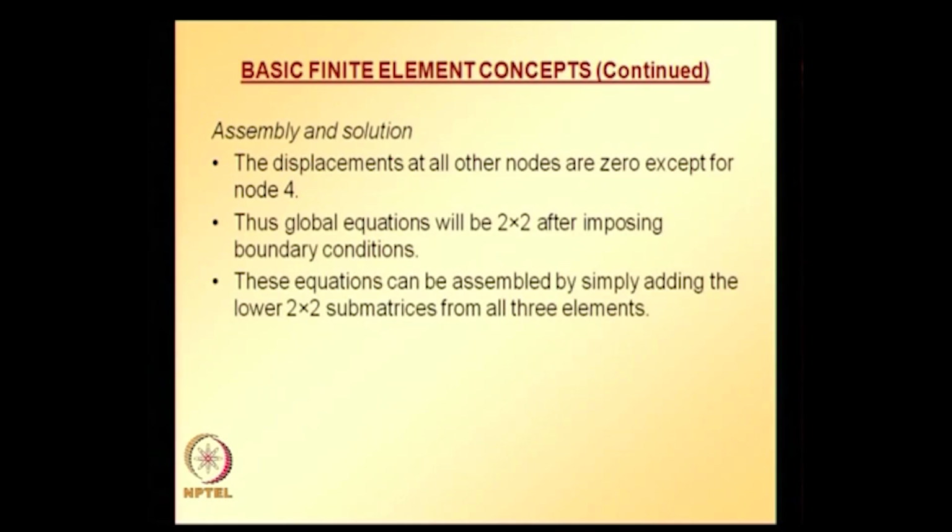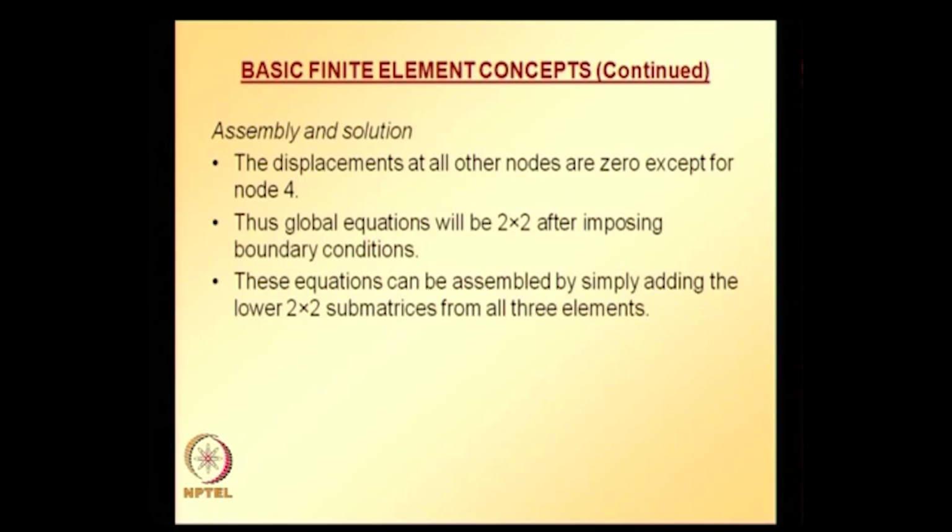These are the global system equations, which can be assembled by simply adding the lower 2 by 2 submatrices for all the 3 elements. Please note that this is true only for this case, because element 1 is going from node 1 to node 4, element 2 is going from node 2 to node 4, element 3 is going from node 3 to node 4. So, for all elements 1, 2, 3, the fourth node is local node 2.